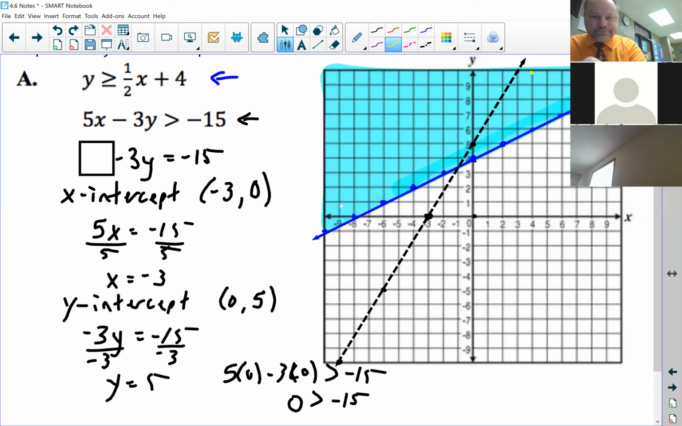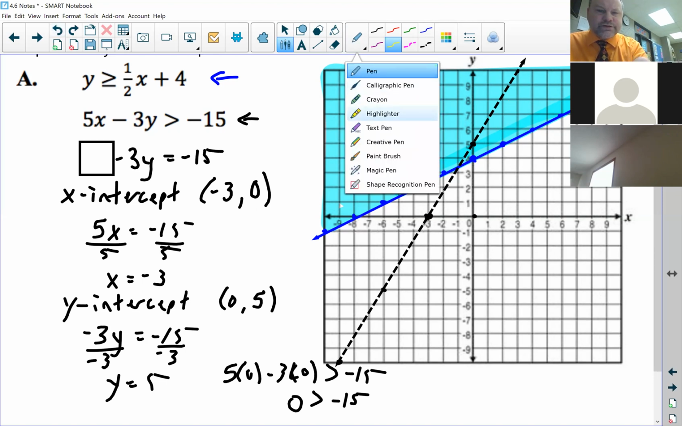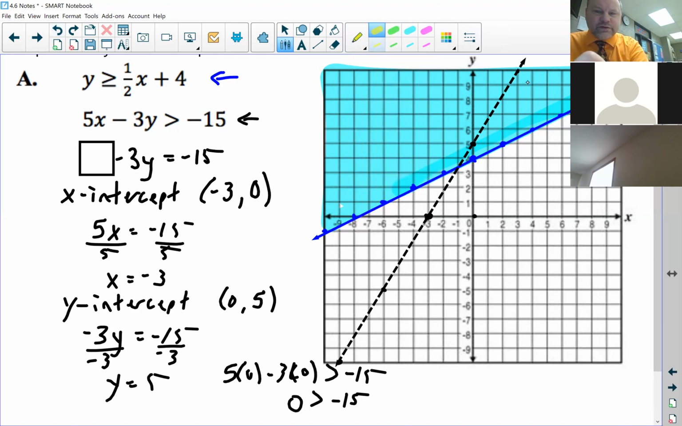Excuse me. Try this again. There we go. So again, my overlap is in that upper right-hand corner.